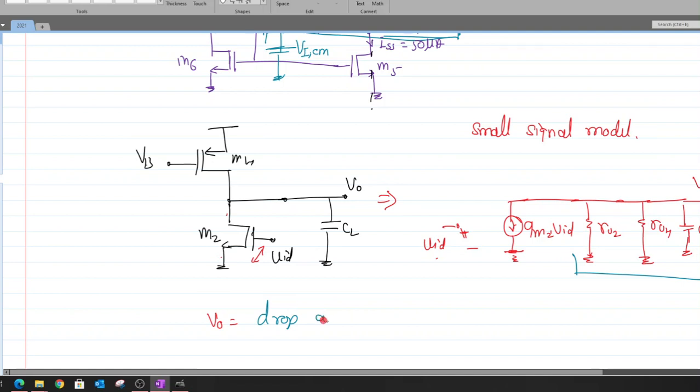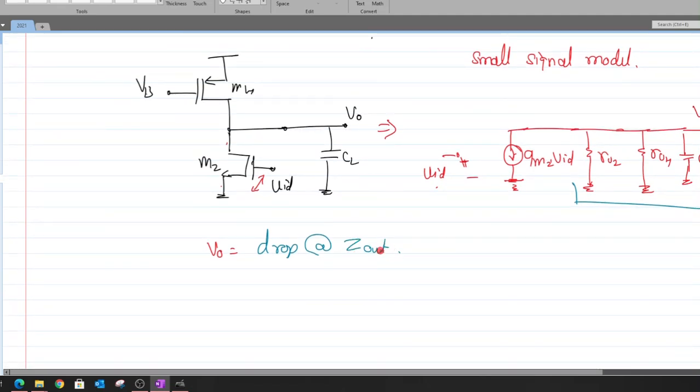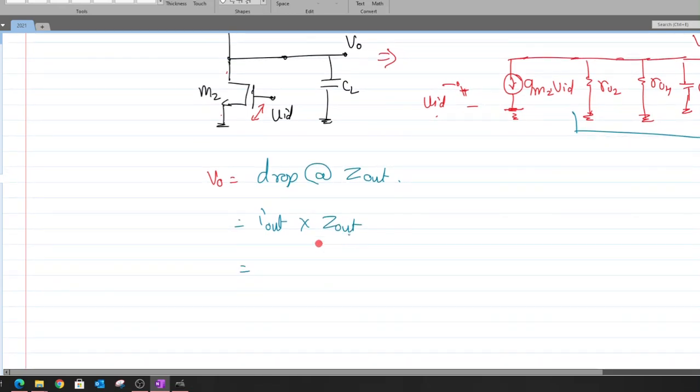I could write it as the drop across the output impedance Z out. Here I'm using the Z quantity rather than R quantity, just because the impedance we have is no more a pure resistive network. We will have impedance coming from the capacitive component. So I could write it as I out times Z out, and the current that flows through the circuit is basically GM2 times VID.